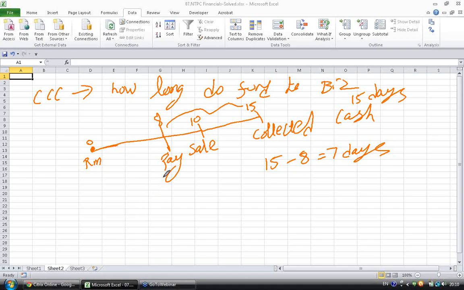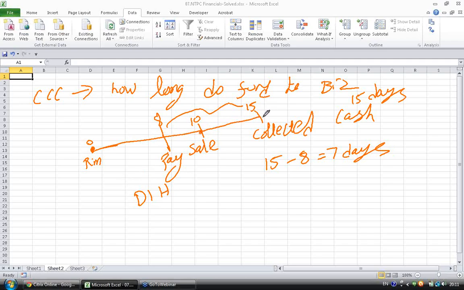So if you see here, notionally, between this and this, that is raw material to sale, is your days inventory in hand. Because the moment you buy raw material, it becomes inventory. Till the time you sell it, it remains as inventory, either as raw material or finished goods or work in progress. So from here to here, it is days inventory in hand.